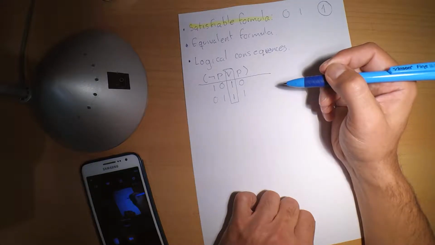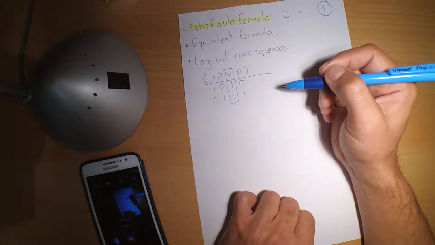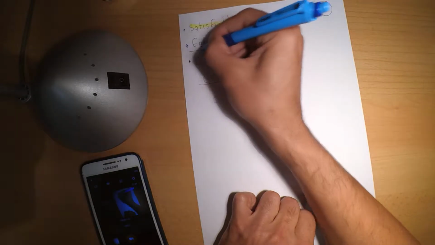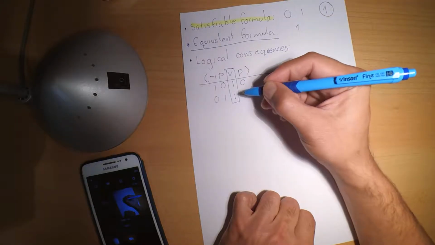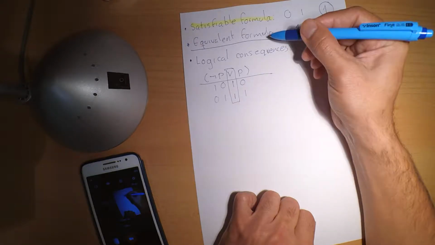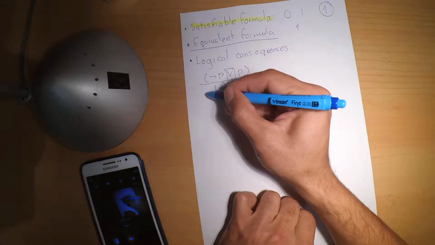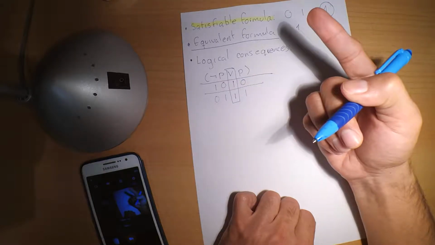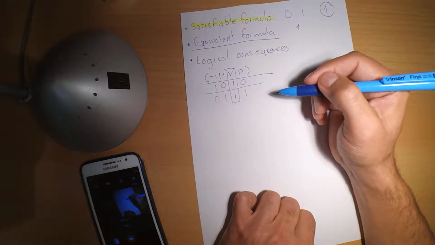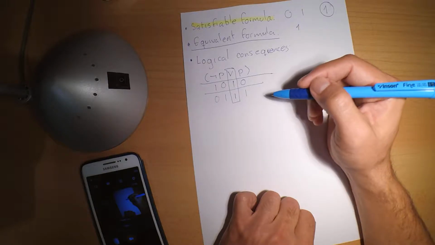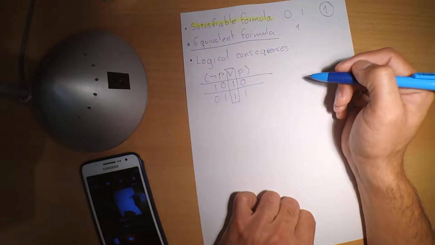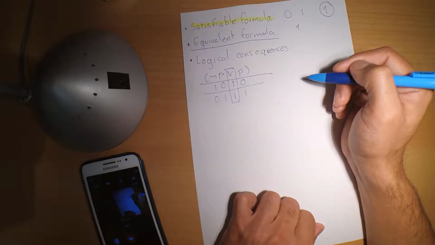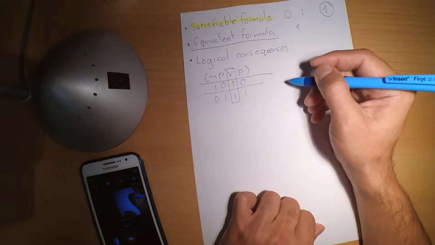Okay, when is a formula satisfiable? When at least one value here is 1. And the difference with equivalent formulas is that in a satisfiable formula we need just at least one 1 in a row, while in equivalent formulas all the elements of the rows must be exactly the same. Let's make one example with A and B.